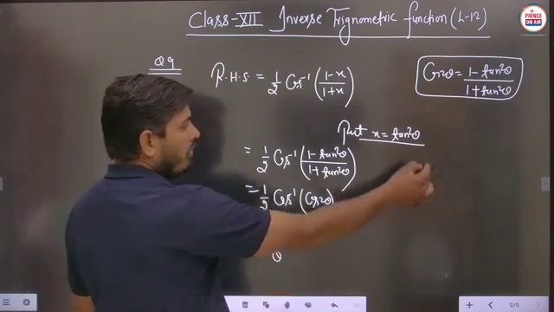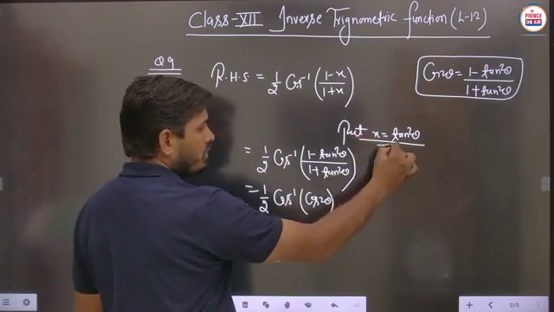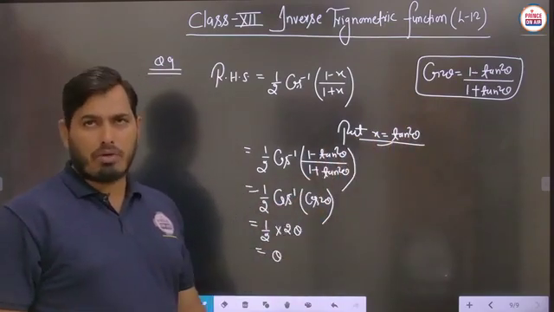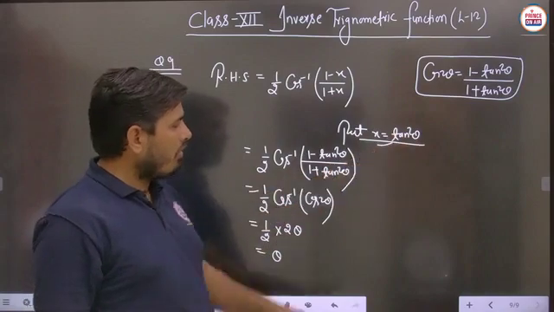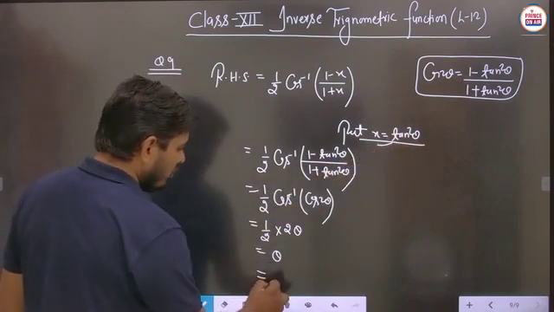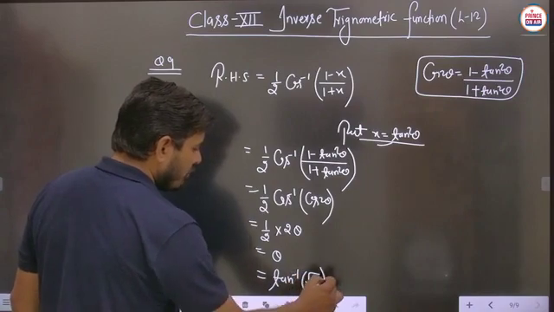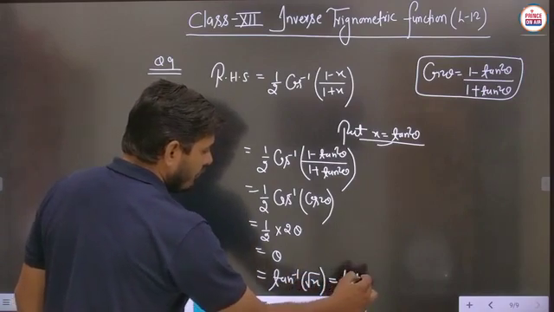Now what should be the value of theta? You can use this result: firstly we obtain tan theta, which is root x, and then theta will be tan inverse of root x. So finally we write the result as tan inverse of root x, and that is the left-hand side.